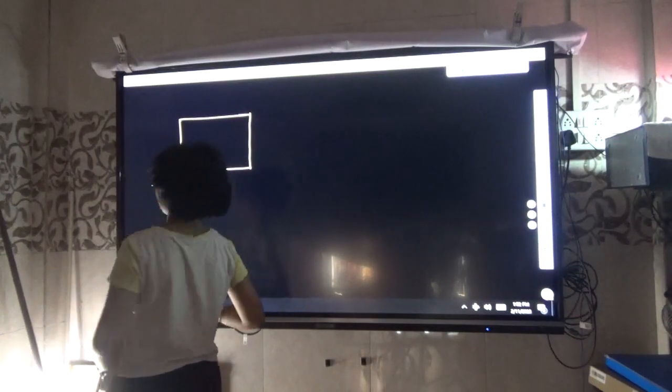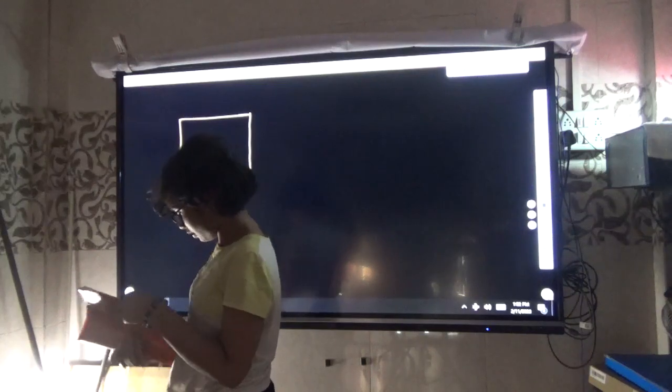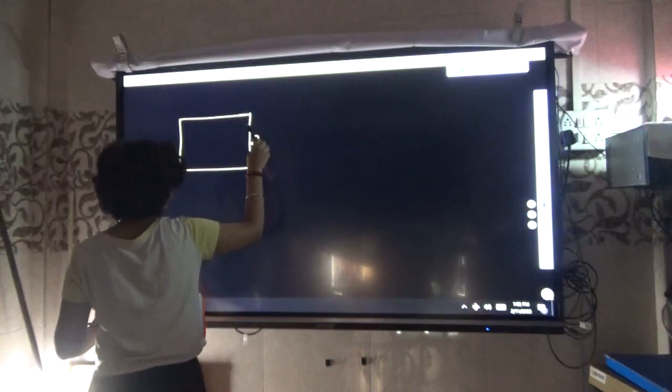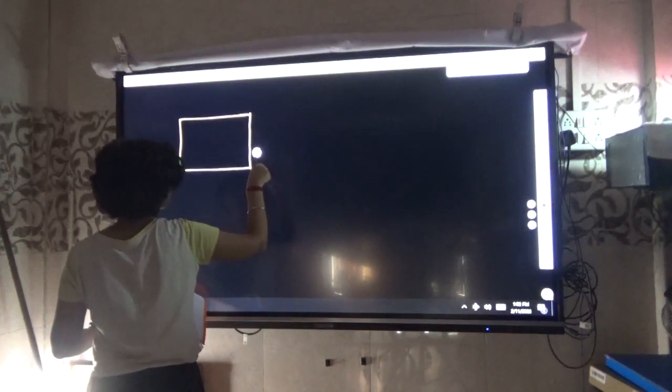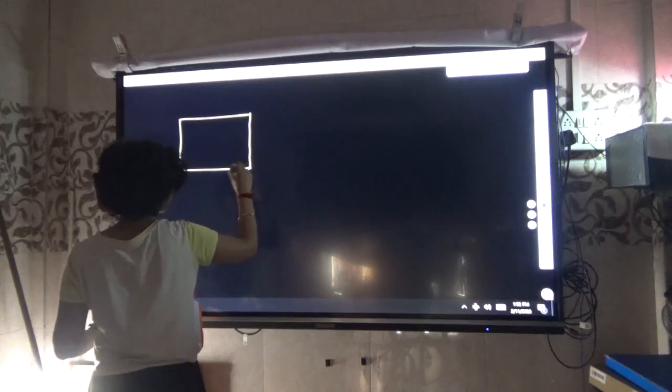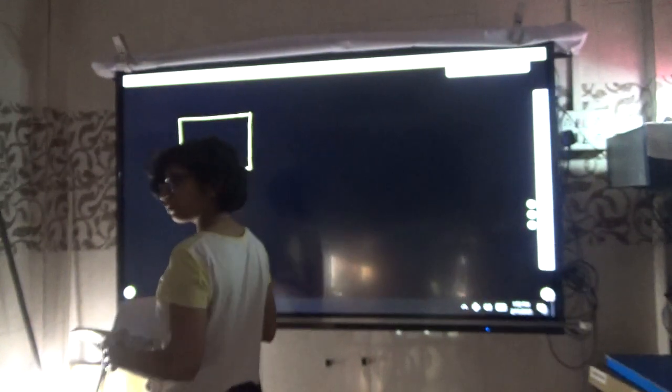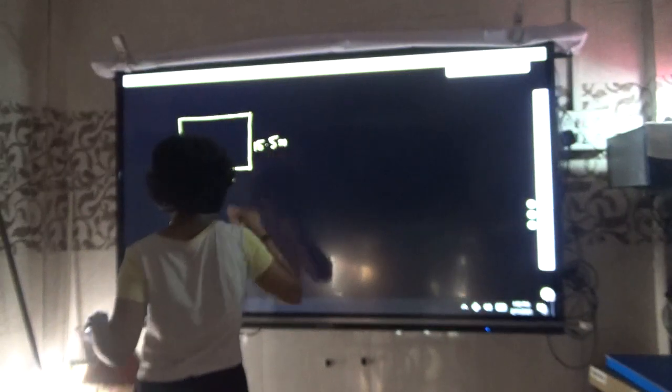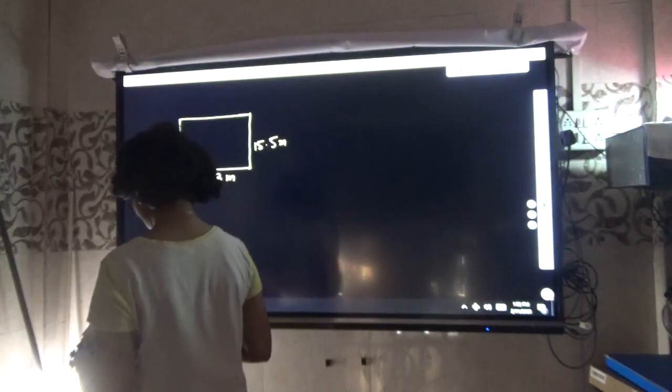This is the central hall of a school. It's 22 meter long. This is the breadth. Breadth is the smaller part of the rectangle, correct? And width 15.5 meter wide. So length and breadth both are given.